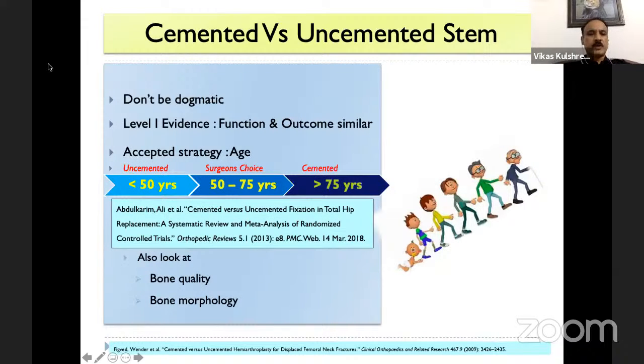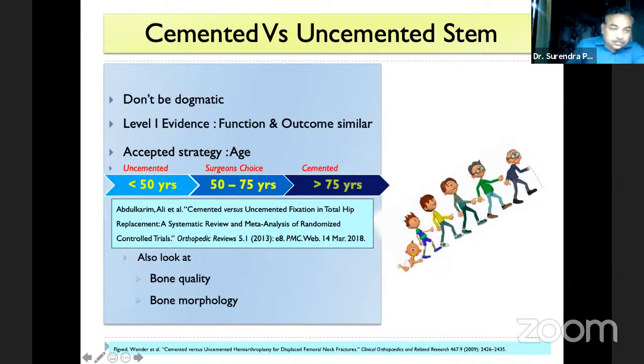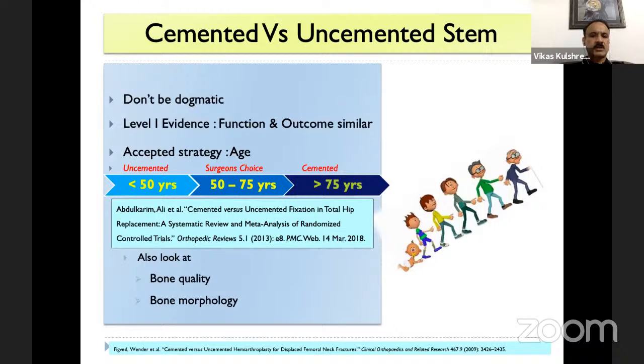So the advice would be not to be dogmatic, and gradually level 1 evidence is coming up, which is showing that both these designs work as effectively, and how we choose one over the other can be anybody's decision. So the surgeon needs to decide. Basically, how we decide in our practice is by and large driven by age. Below 50, most of us prefer uncemented. Between 50 and 75, it is our choice. And above 75, the literature is definitely showing more perioperative complications and fractures, so cemented is something to be used above 75. But at the same time, age is not the only criterion. We need to look at the bone quality and the bone morphology, the shape of the metaphyseal-diaphyseal canal.